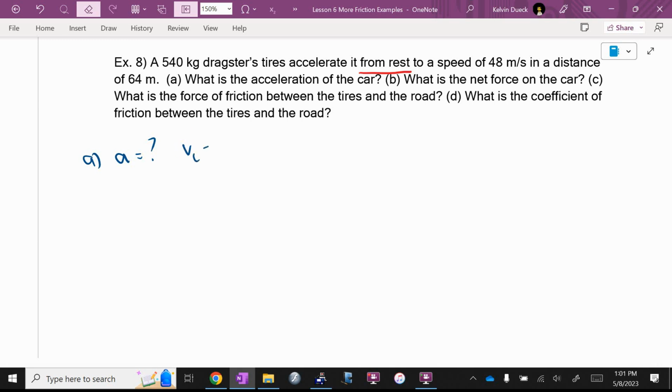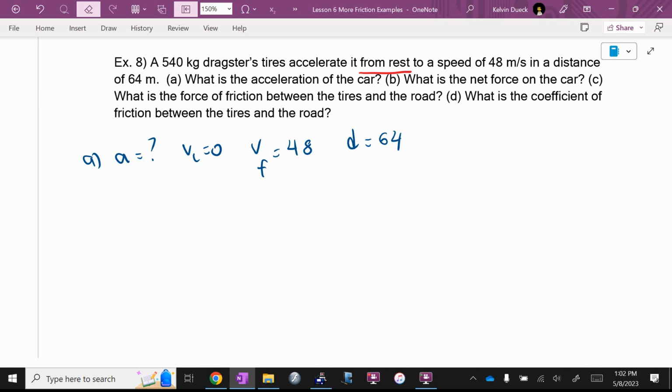Yeah. Old familiar territory. What's that 48? What's that 64? Yeah, probably a displacement, but I think we're going forward, so everything's positive, so we're good. Looking for an equation that's got an A, VI, a VF, and a D in it. There is one. I think it's the squared one.